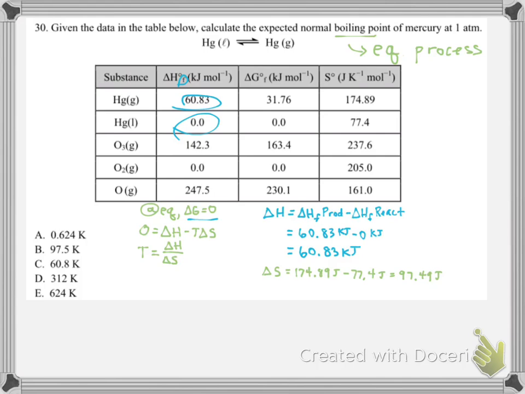And so I like to see that these values make sense because we know that boiling should be endothermic, so we should have a positive delta H. Also, we know that going into the gas phase is an increase in entropy, so we should have a positive entropy.